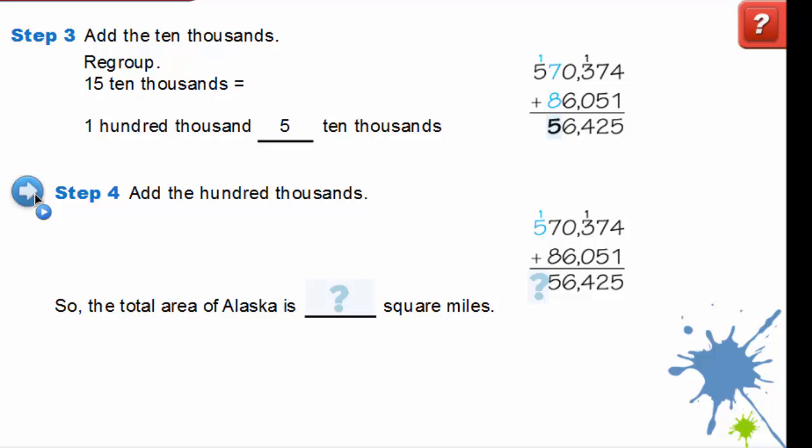And the last step, we need to add the 100,000s. We have the 1 that we regrouped plus the 5 that's already in the 100,000s. What's 1 plus 5, everybody? Easy. 6. Good job. So the total area of Alaska in square miles is 656,425. You are rocking the addition.